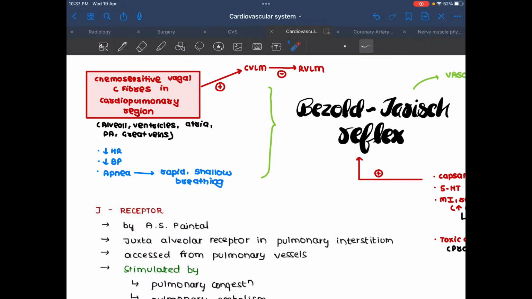Okay, so whenever these chemosensitive C type vagal fibers are stimulated, they're going to activate your CVLM, that is caudoventrolateral medulla. And what was the CVLM doing? It was inhibiting your RVLM, and ultimately what we're going to have is a decrease in the heart rate, a decrease in the blood pressure, as well as apnea in the form of rapid shallow breathing. So this is known as the Bezold-Jarisch reflex.